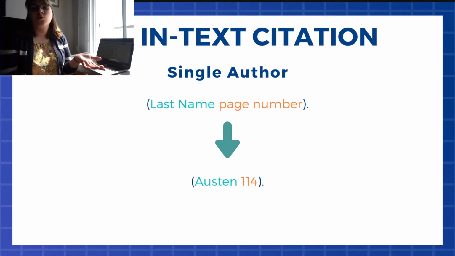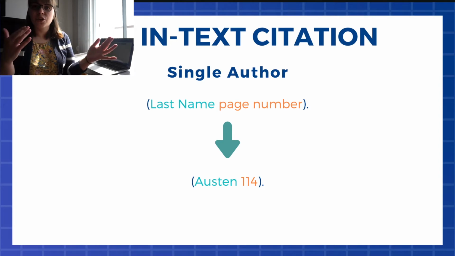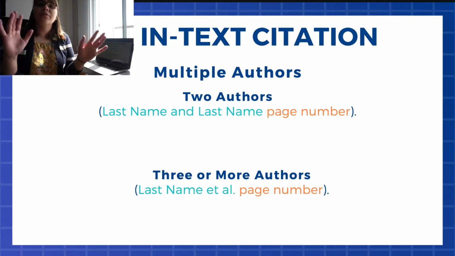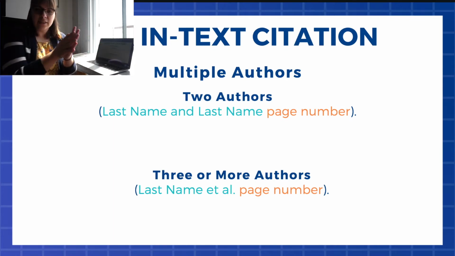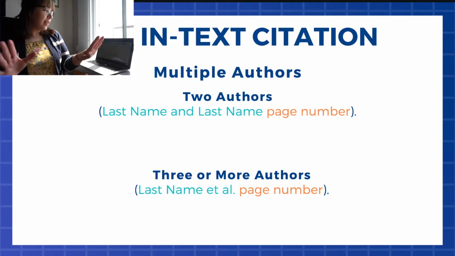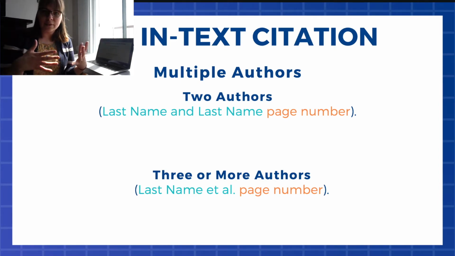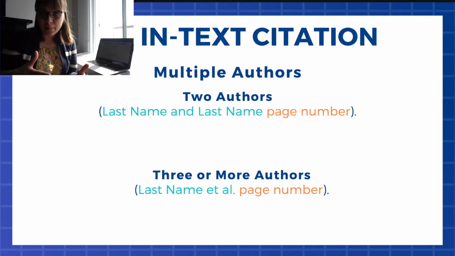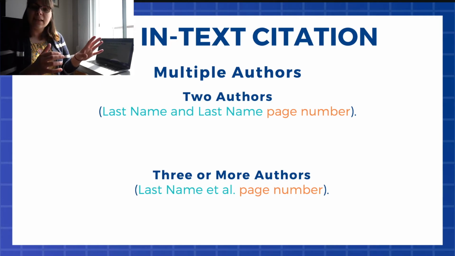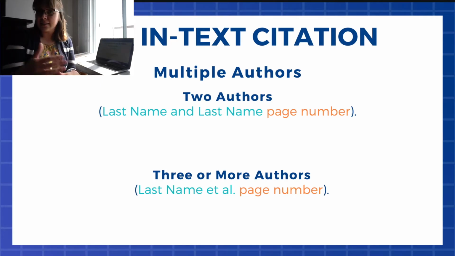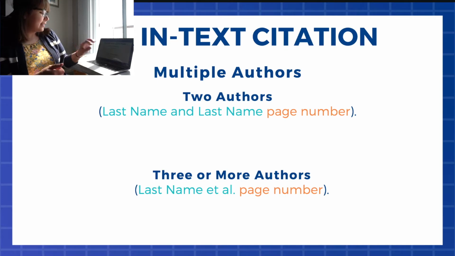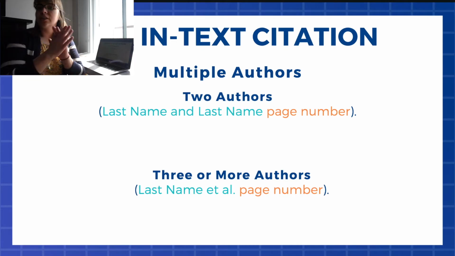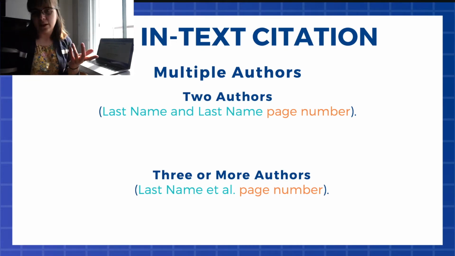But not every source has one single author, and so it's good to know the different ways to cite in text as well. For multiple authors, there's two different ways to do it. If you have two authors and only two authors, you'll include both last names and the page number, very similar to how you would cite a single author. However, if you have three or more authors and you're citing in text for MLA, you want to do the last name of the first author listed on the text that you're citing from, and then put et al. And then don't worry about citing any of the other authors, just list that first one and then et al. And the page number.